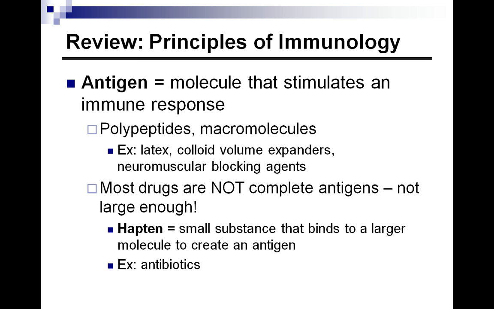Now, most drugs that we give are relatively small molecules and actually aren't large enough to be a complete antigen. And so we use the term a hapten. A hapten is a small substance which binds to a larger molecule and creates an antigen. So a good example would be an antibiotic, which is a relatively small organic molecule. And the antibiotic binds to a larger molecule, and that creates the antigen, which creates the allergic response.